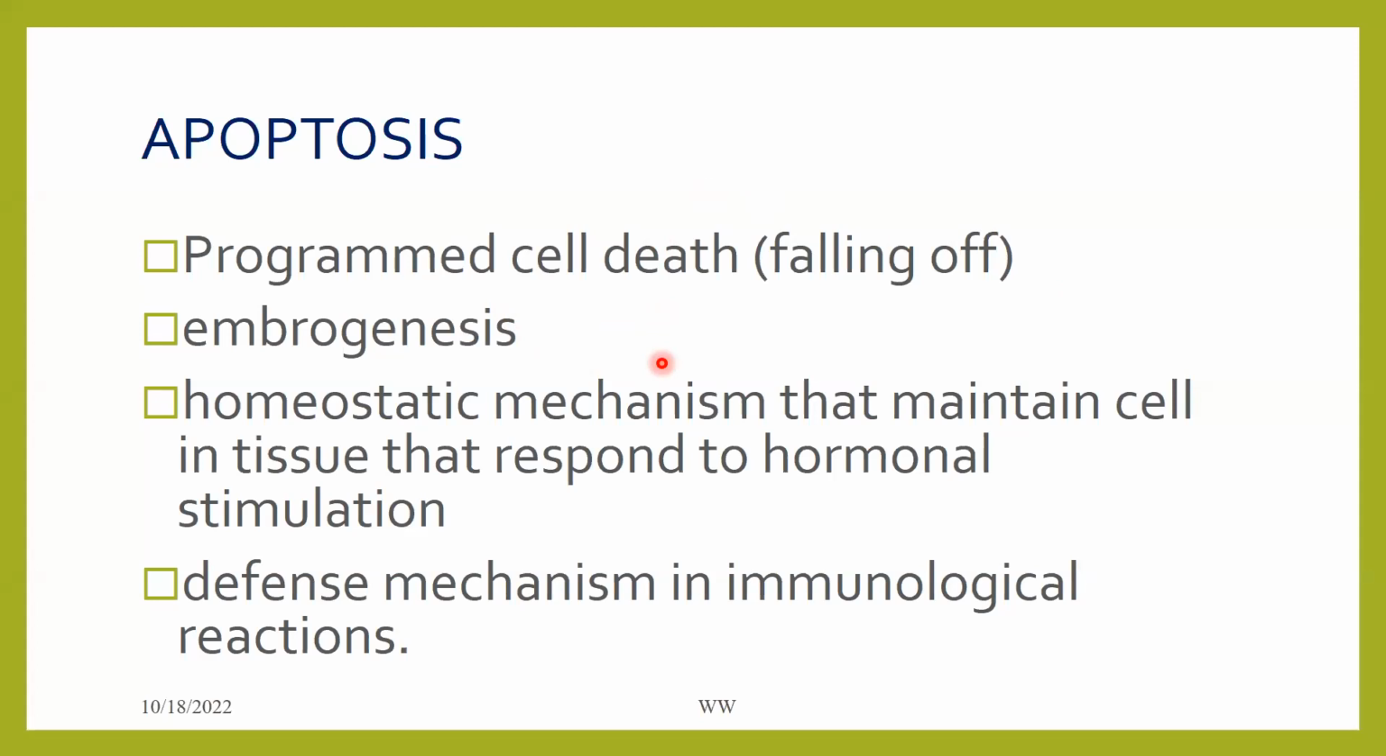The endometrium must be shed off, cyclic shedding off. The endocrine organs must produce cells. They are stimulated to produce the hormones, and as they are produced, they proliferate and produce the hormones. So there's hormonal stimulation. And then there's also the defense mechanism in immunological reaction.